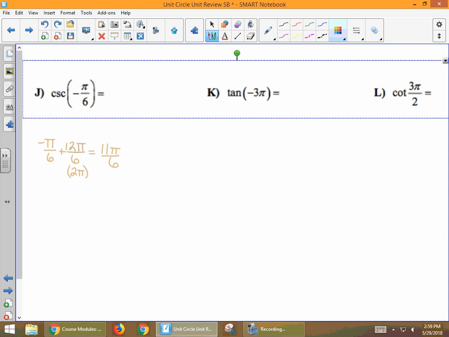Since my final answer is cosecant, I'm going to work with sine. At all of my sixths, sine is 1/2. 11 pi over 6 is just shy of 2 pi. It's in quadrant 4, and in quadrant 4, sine is negative. To get cosecant, I'm going to flip that fraction. So sine is negative 1/2, cosecant is negative 2, or negative 2 over 1.